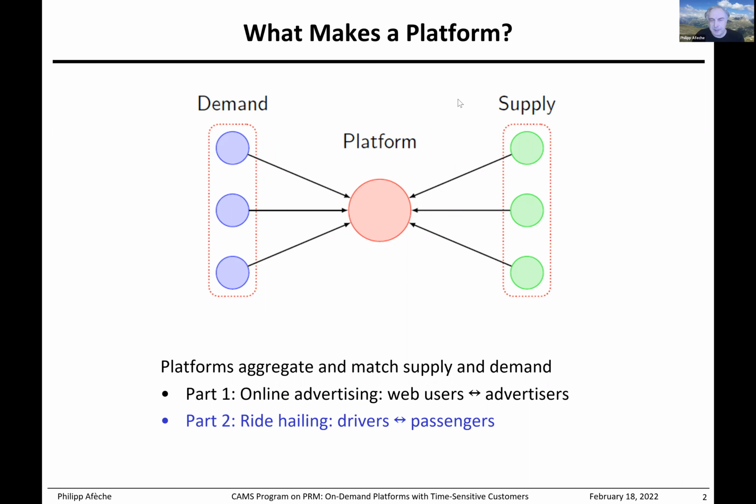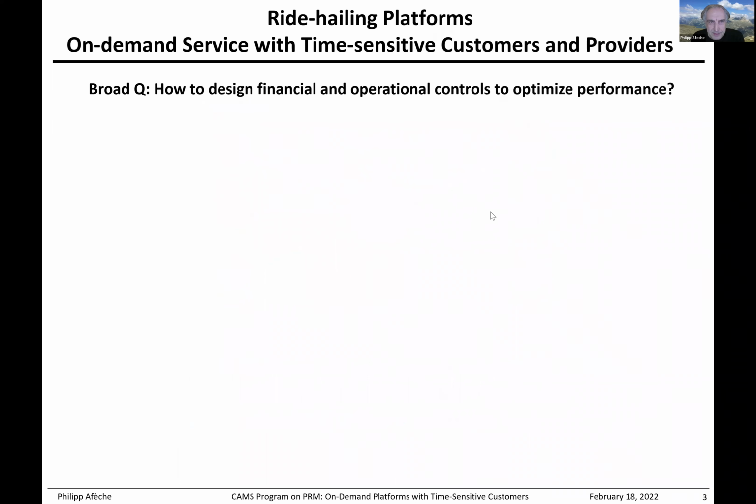And so when I started to think about this, what are some of the characteristic features of these platforms, right? They provide some on-demand service. Customers are time sensitive, and in fact, so are providers to some extent. The broad question is, how should you design financial and operational controls to optimize performance?